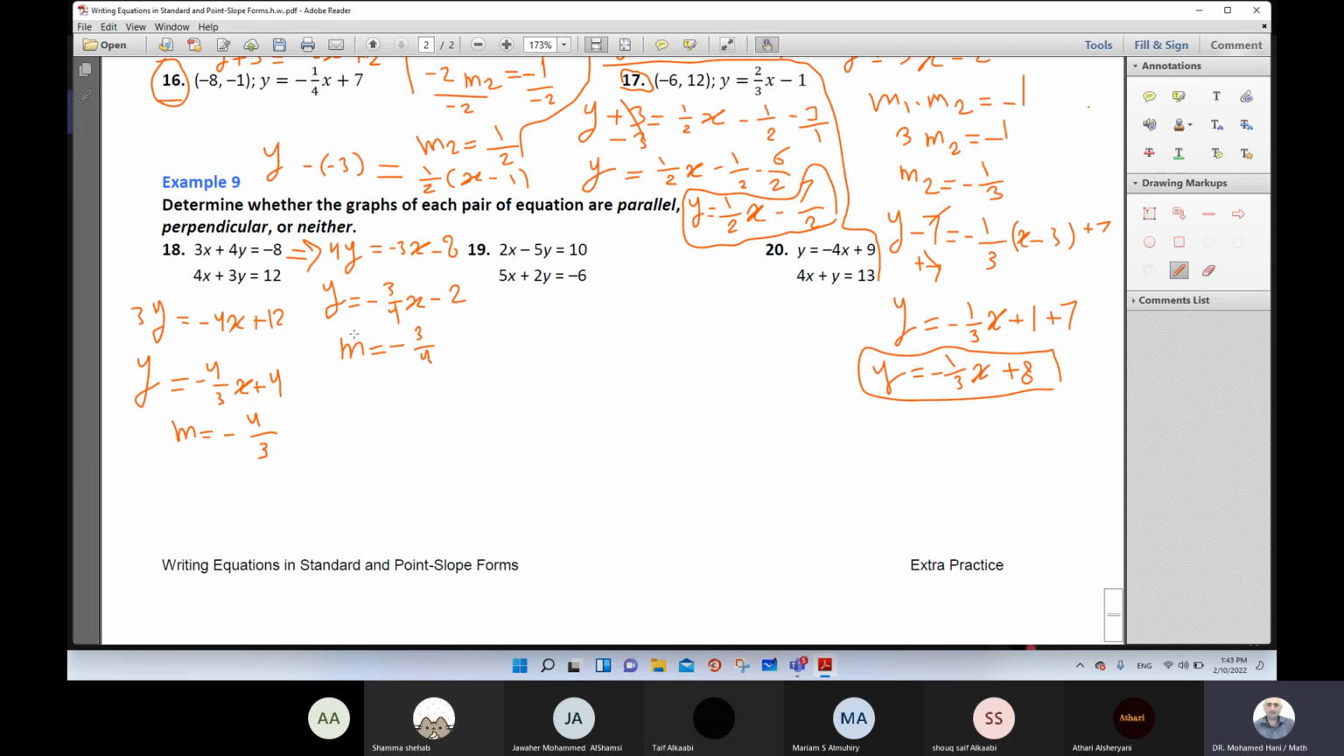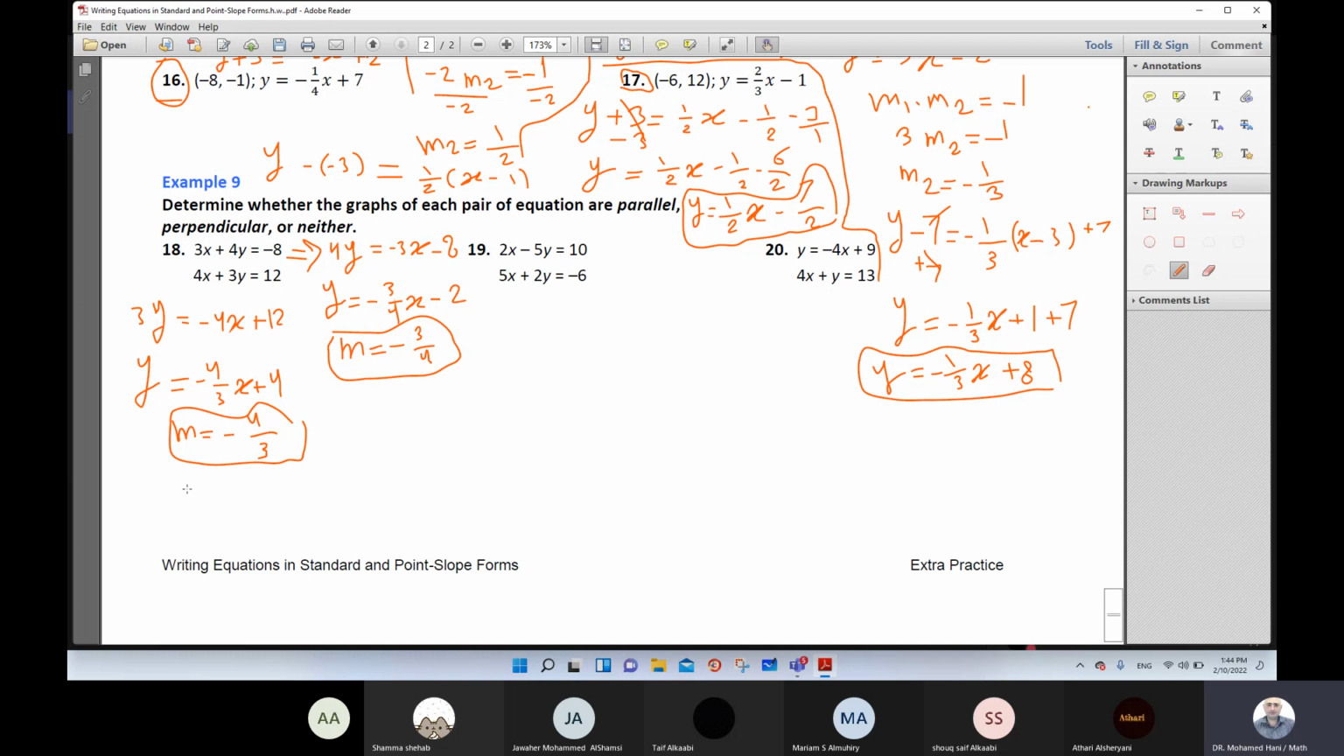So we know the slope of the first linear, negative 3 over 4. And we know the slope of the second linear, negative 4 over 3. As you see, we have different slopes, so means not parallel. Not parallel, because we have different slope. Now we want to check if the two linears are perpendicular or not. If you multiply m by m, you will get negative 1. If you get negative 1, means we have perpendicular.